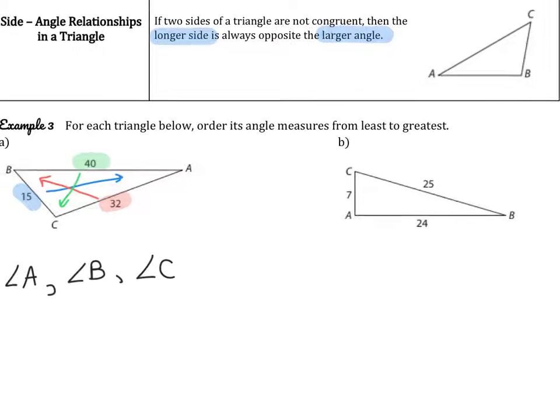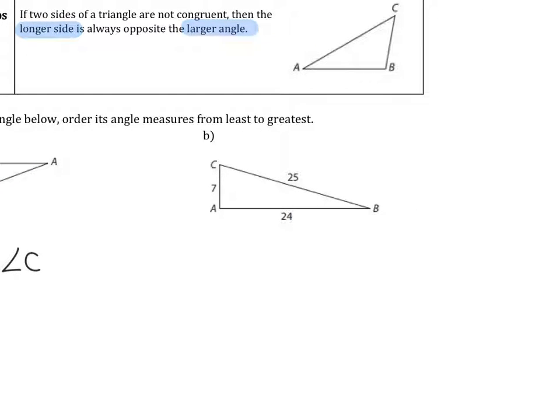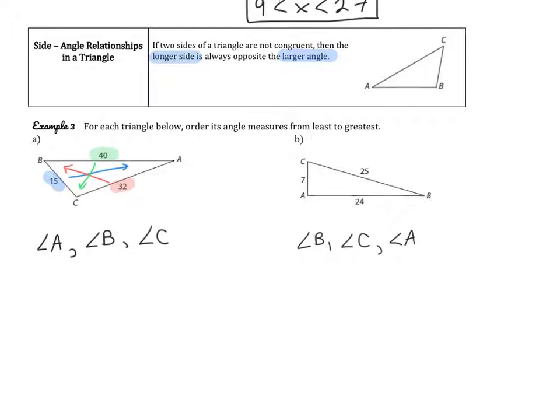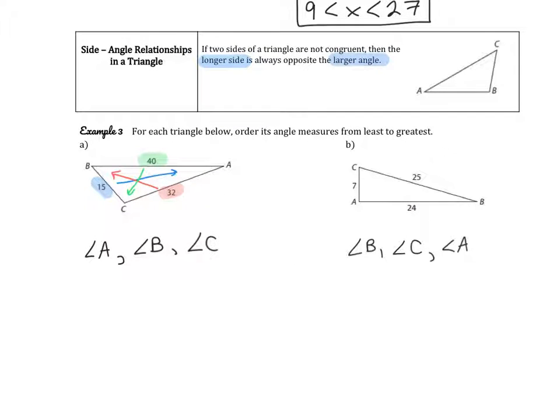Let's try that for this part B. Again, to start with the smallest angle, I find the smallest side, which is 7. I look across and I see angle B. The next side length would be 24. That's the next smallest. So I look across and that's angle C. And then my longest side is 25. So that means my largest angle is across from it, which is angle A. And that's the order from least to greatest.